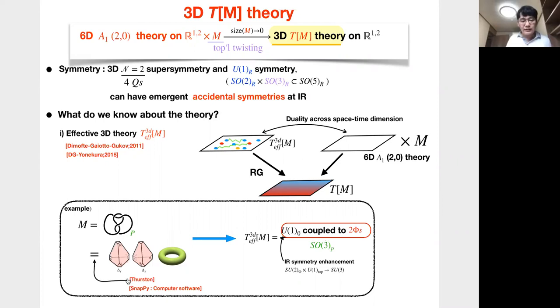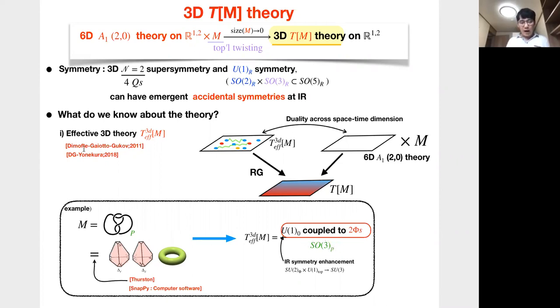And according to Thurston, it is known that this closed three-manifold can be constructed by gluing the basic building blocks: two solid tori and one ideal tetrahedron, and one solid torus. Then according to this algorithm, we obtain this effective 3D theory from this gluing rule. Roughly, each tetrahedron corresponds to one chiral multiplet, and each solid torus corresponds to some non-abelian SO(3) gauge field.